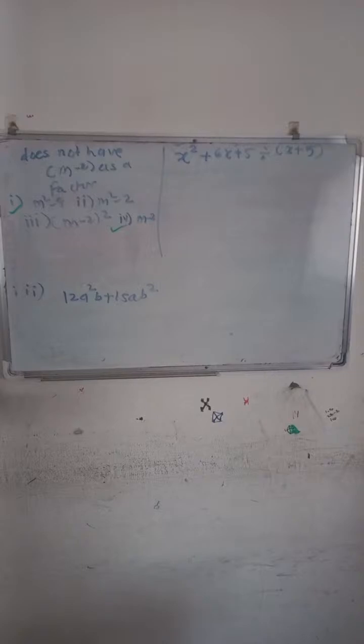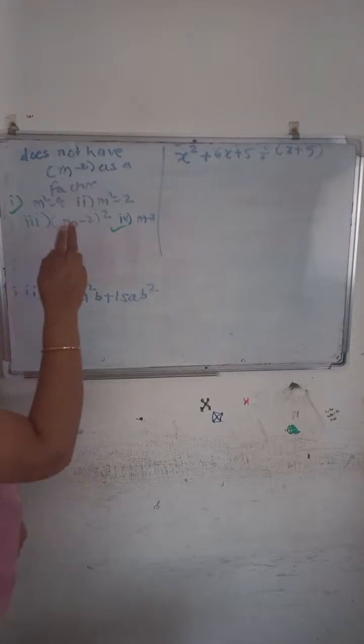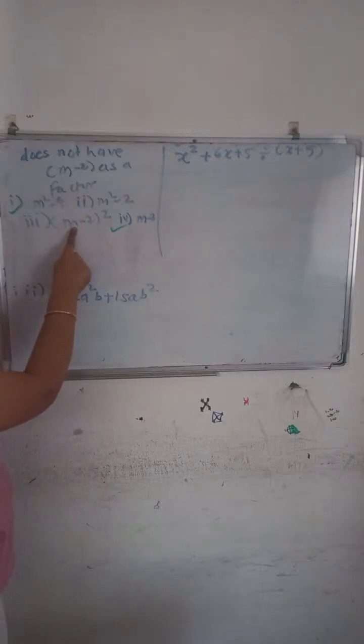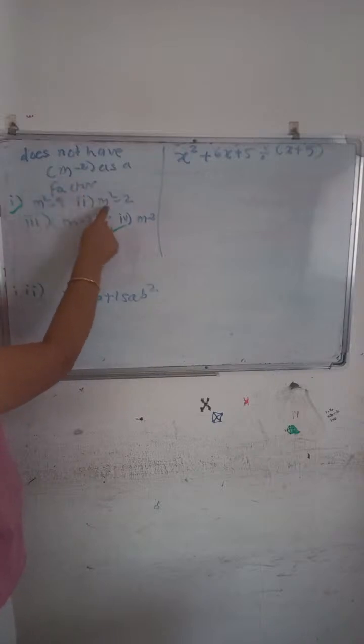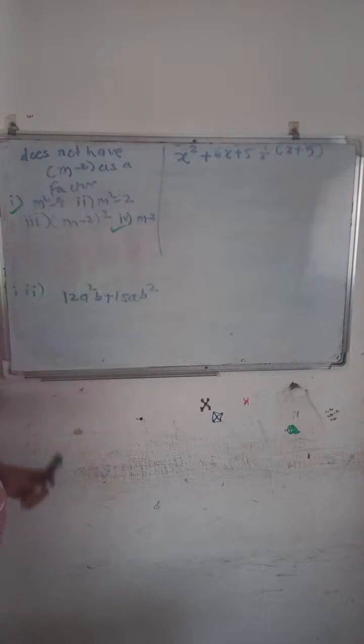So how can you identify here? m minus 2 equated to 0, then m is equal to 2. You substitute that m here, then 2 minus 2 is 0. And here if you substitute m in m square minus 2, 2 raised to 2 is nothing but 4, minus 2, that is equal to 2 you will get.